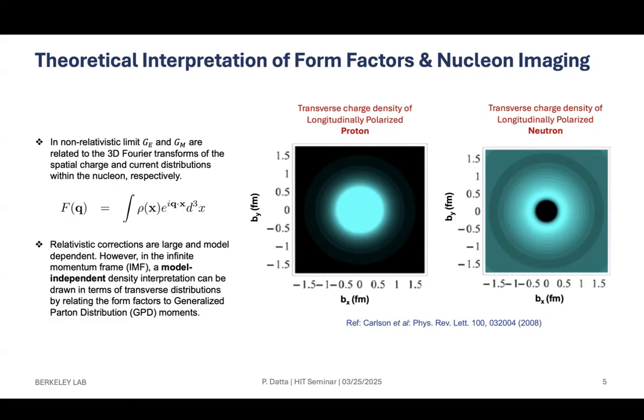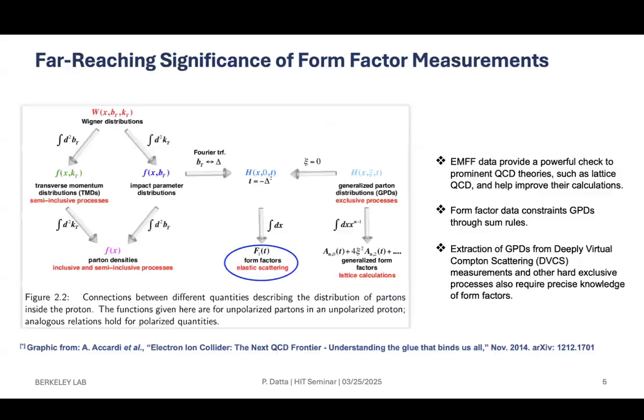Yeah, so just to finish, this parameter b is the distance from the center of momentum, and the brightest color here represents the highest value and the darkest represents the lowest. So as I already mentioned, in this picture we see a concentration of negative charge at the core of the neutron. Not just these 2D charge distributions, the measurement of form factors has far-reaching significance, because being among the most fundamental observables, they provide powerful checks of prominent QCD theories such as lattice QCD and help improve their calculations.